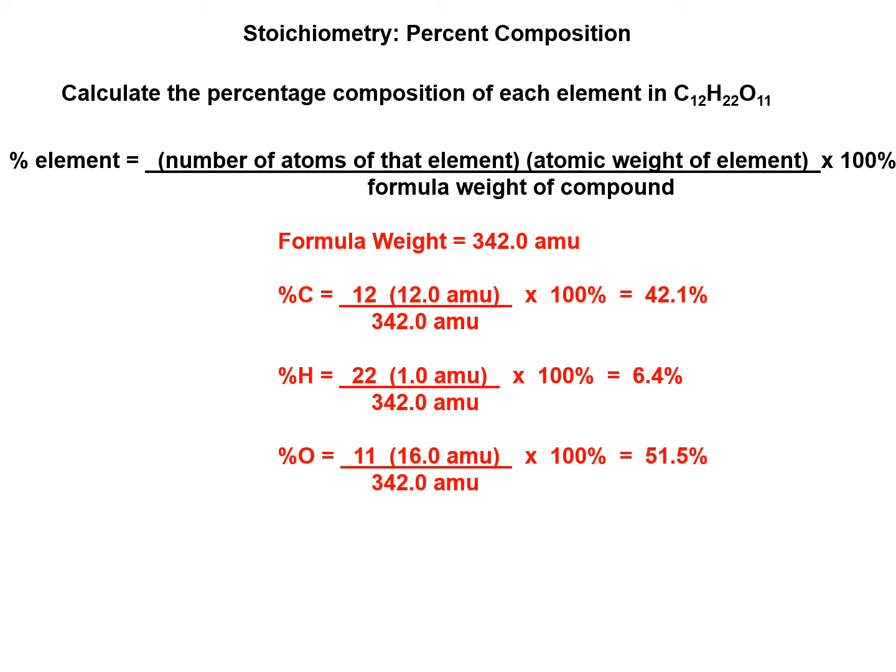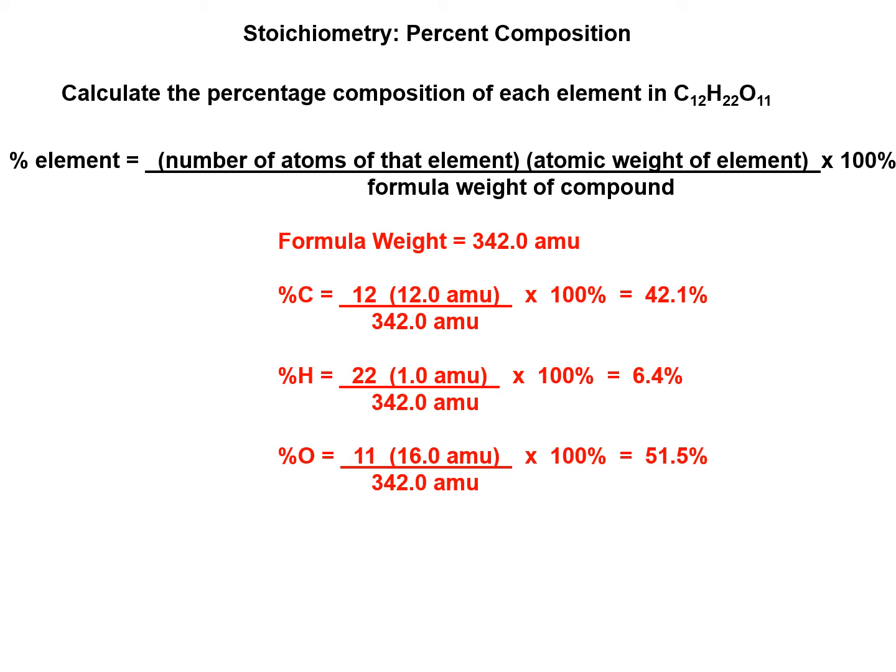If we look at the hydrogens, we have 22 hydrogens. The atomic mass of hydrogen is 1, and we divide that by the formula weight of 342 times 100, we get 6.4%. And finally, we look at oxygen, and we have 11 oxygens times the atomic mass units of 16 divided by the formula weight of 342 times 100 equals 51.5. A good way to check this is if you add up 42.1 plus 6.4 plus 51.5, you get 100%. So it's as simple as that.